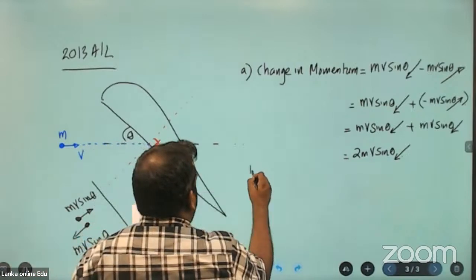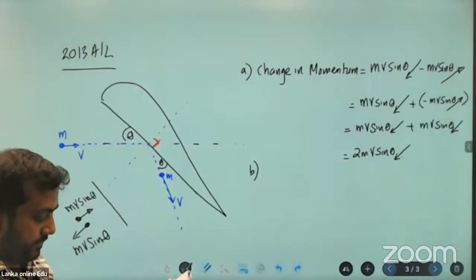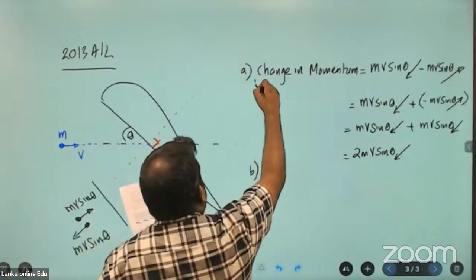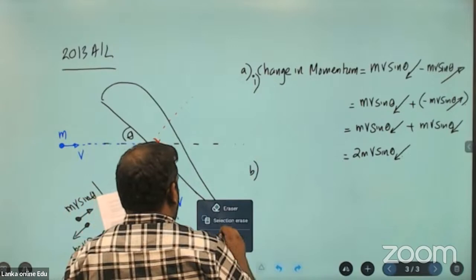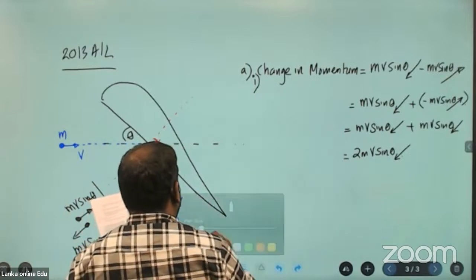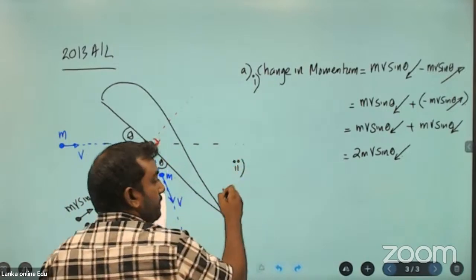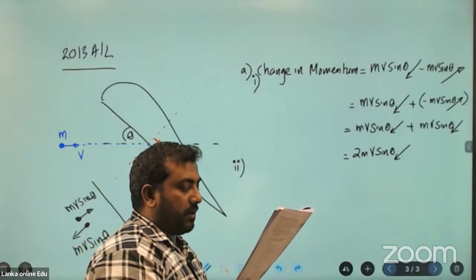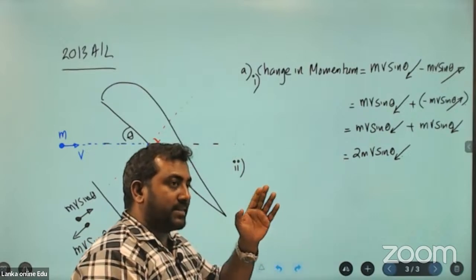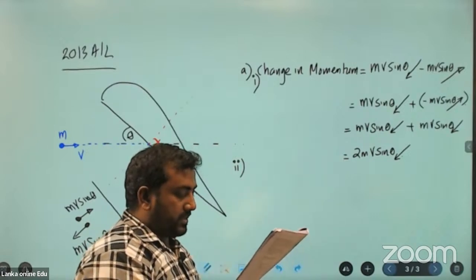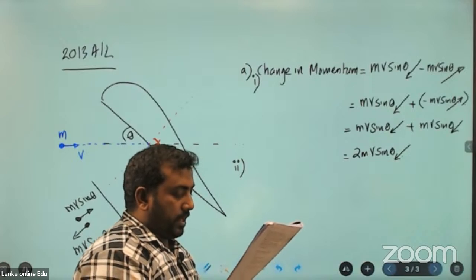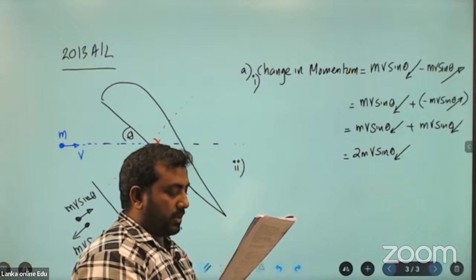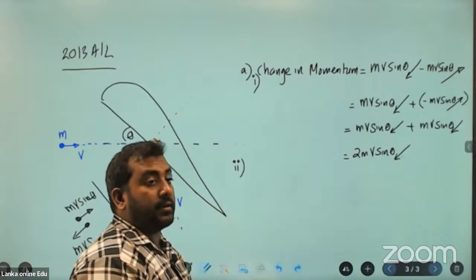Right. Part B. Follow the question order carefully. Sorry, Roman 1, Roman 2. Very good. If the number of air molecules hitting the wing during 1 second is n, number of air molecules colliding per second is n. Using the result in A Roman 1, obtain an expression for the vertical force generated by the collision of air molecules in terms of m, v, theta and n. Vertical force.